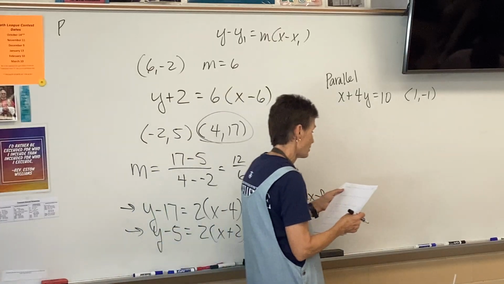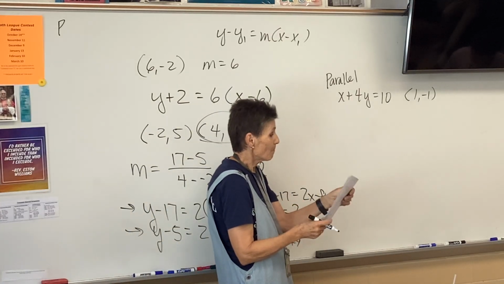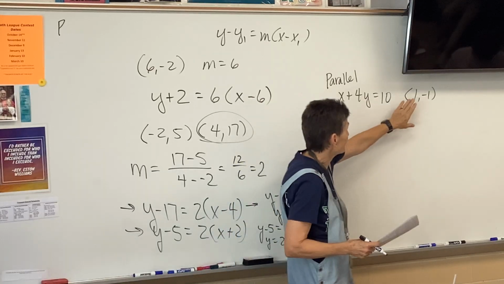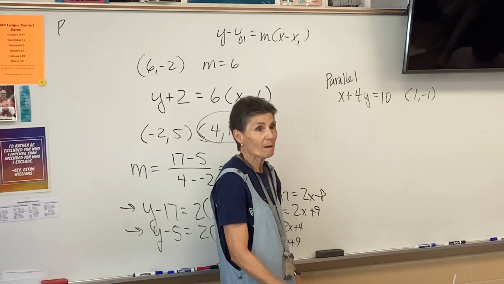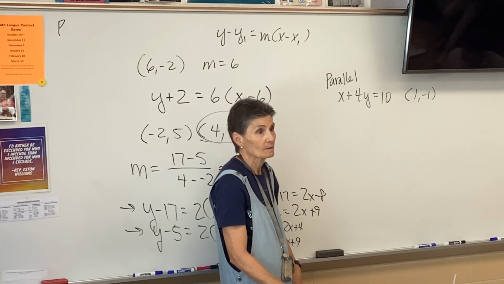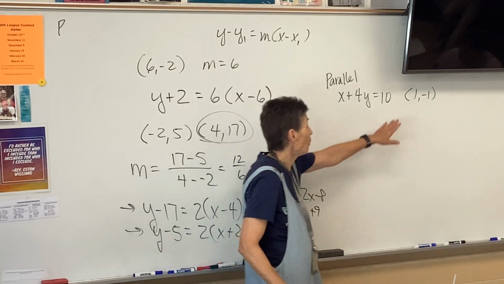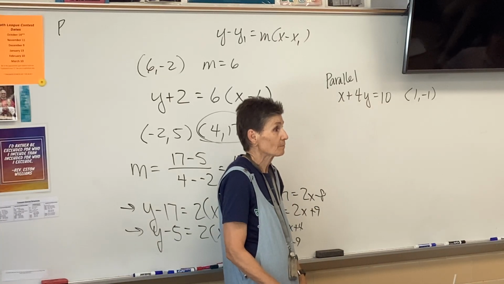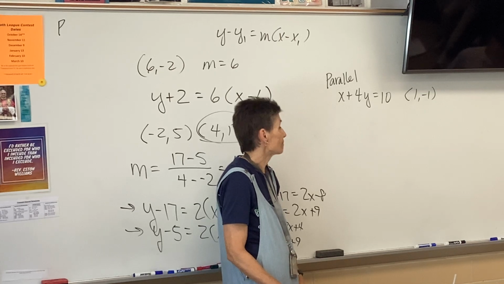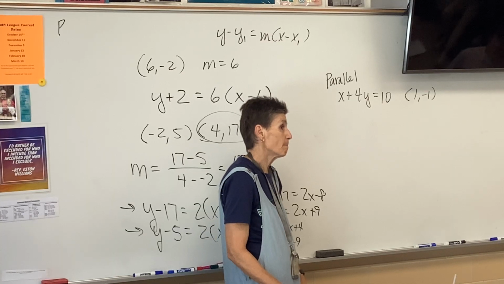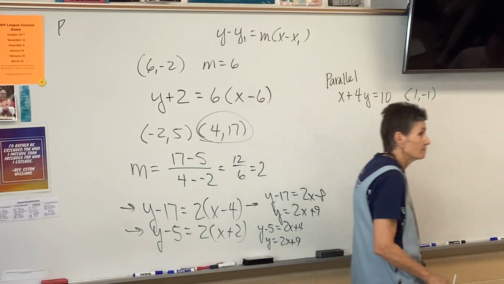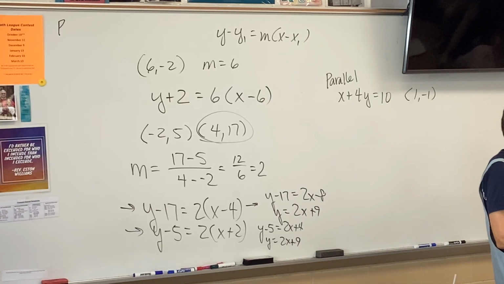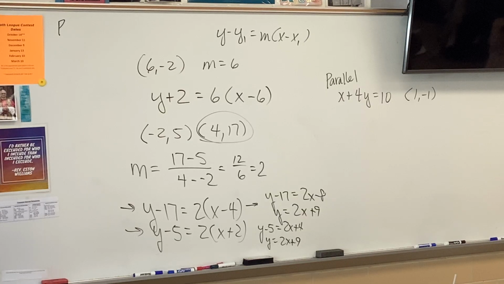Now I want to write the equation of a line, point slope, parallel to this one and containing that point. What am I missing? The slope. I have a point, but I need the slope. Any thought on where I'm going to get the slope? Morgan? Any idea? Does anybody know where I can get the slope out of here, Mr. Finn? The y by itself.